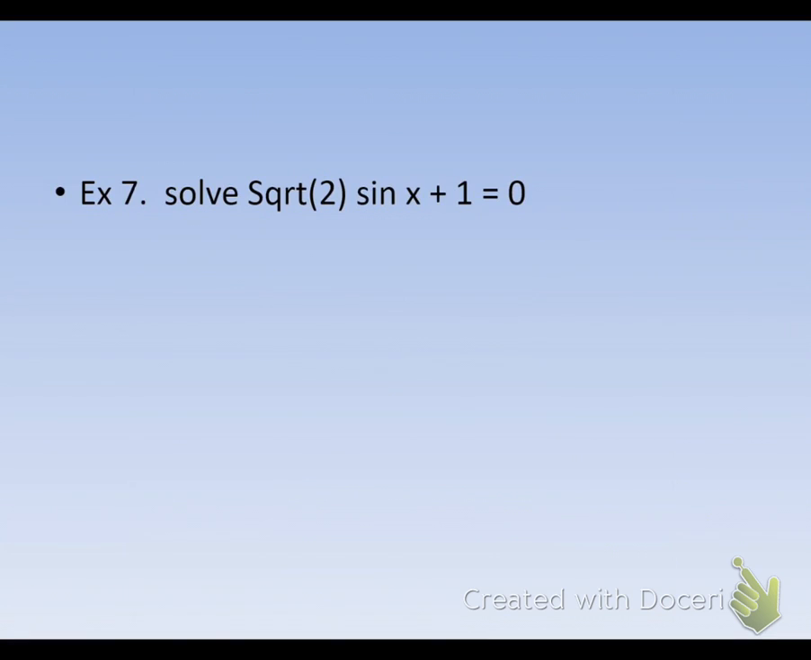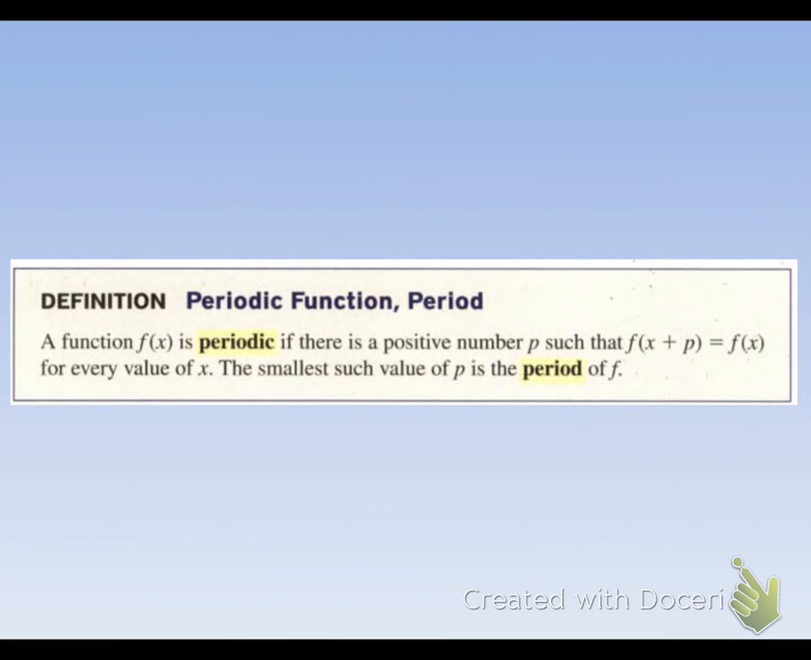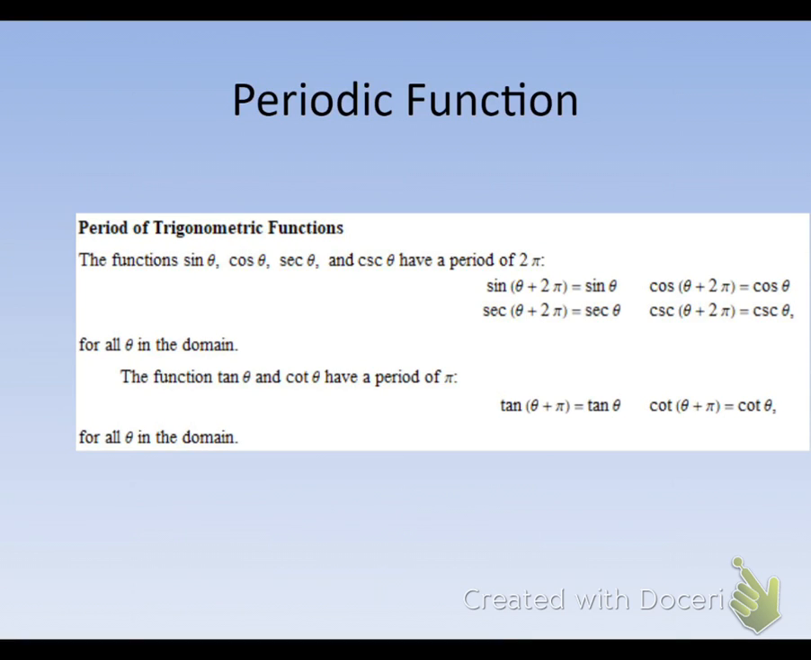Okay. A periodic function. A function f of x is periodic if there's a positive number p such that f of x plus p equals f of x, for every value of x. The smallest such value of p is the period of f of x, or of f. So here you see we have our periods written in here for sine, cosine, secant, cosecant. We see it's the 2 pi. And once again, for tangent and cotangent, it's pi. They're the only ones that are different.